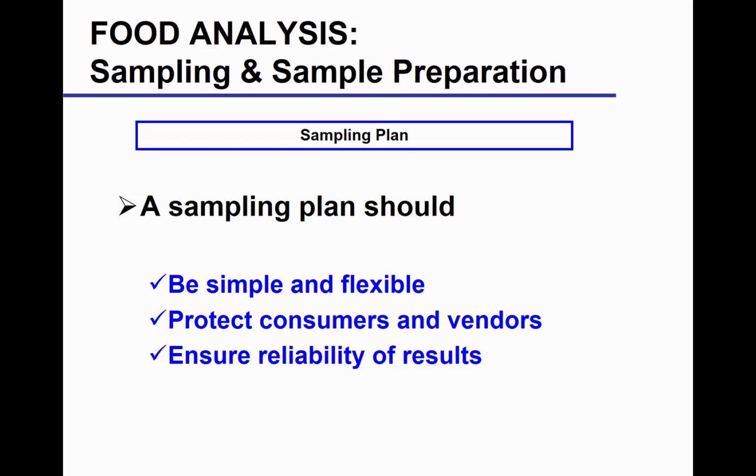You want to protect consumers and vendors, so the same sampling plan should take that into consideration, both the risk to consumers and the risk to vendors. And you want to ensure that your results are sound, the reliability of your results. So that's the sampling plan in summary. While you consider so many factors, you want to make sure that it has these components or elements considered.